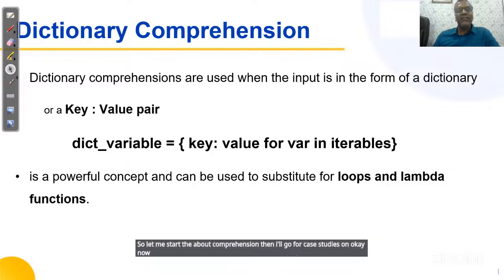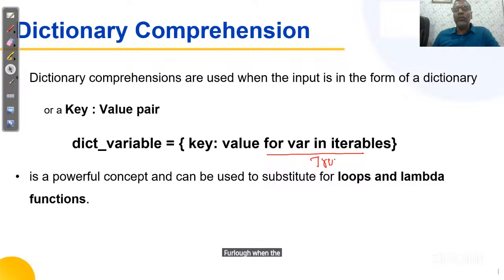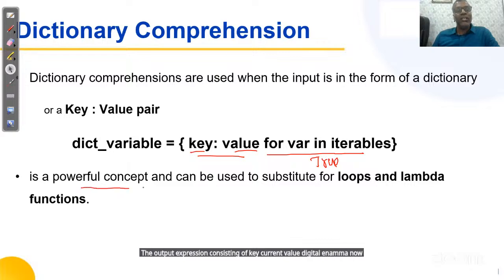Yes. See the syntax. For loop. When the for loop is true, then it will go to the output expression. The output expression consists of key colon value. Is it okay, Nama? Now, dictionary comprehensions are powerful concepts.